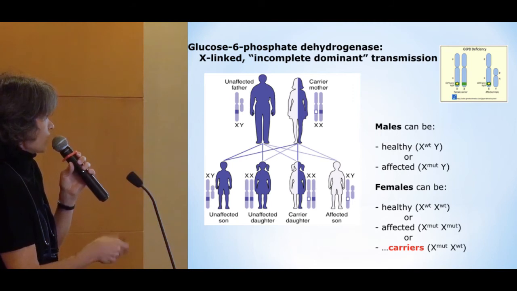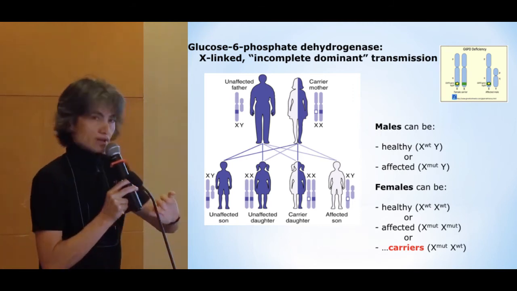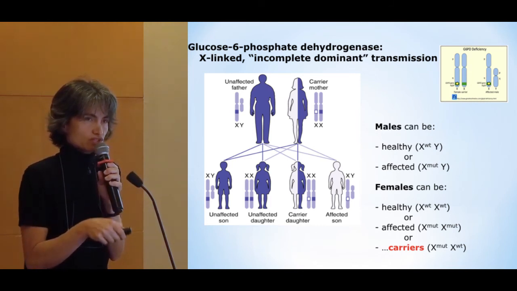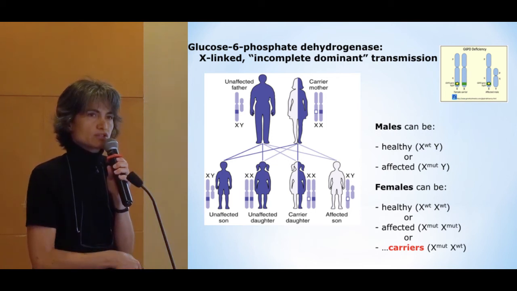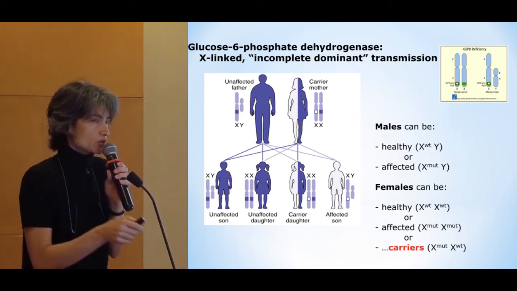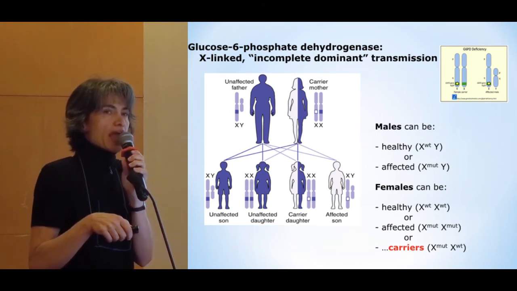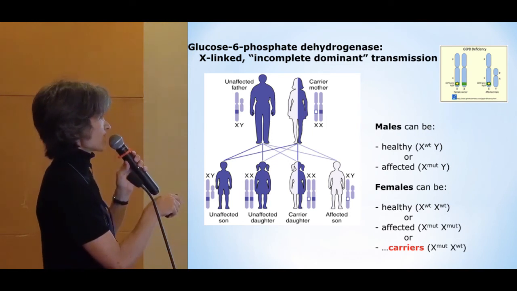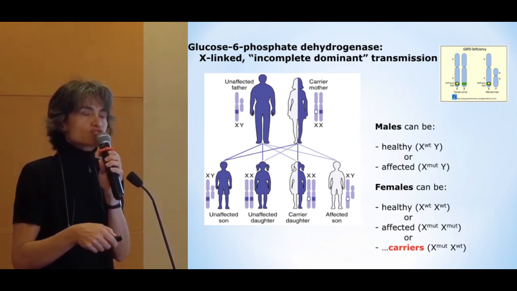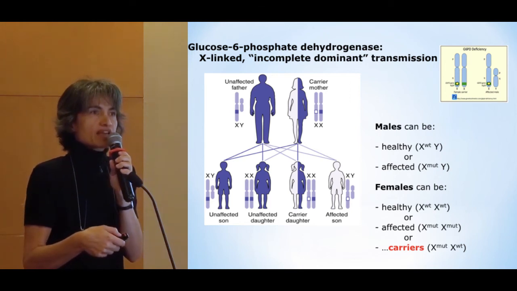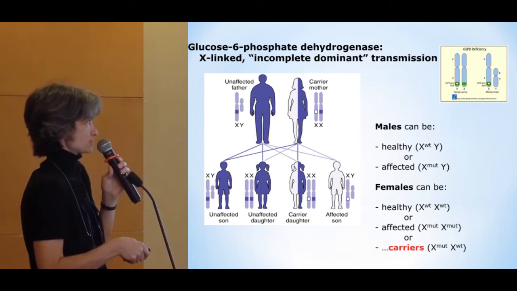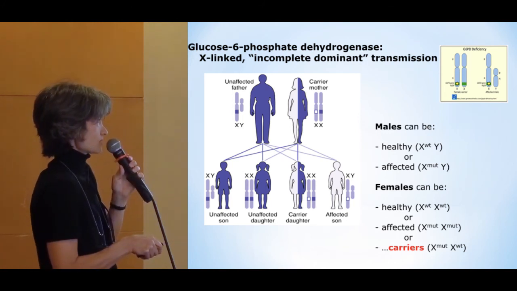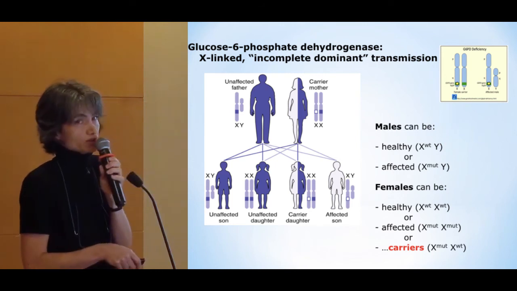Okay, let me give you a couple of pieces of information about the genetic transmission of the deficiency, because it will turn out useful later on. G6PD is encoded by a gene located on the X chromosome, and as you know, the X and Y chromosomes are sex chromosomes. That is, females bear 2 X chromosomes, whereas males bear a single X chromosome and a Y chromosome.